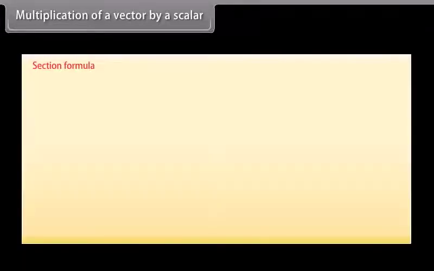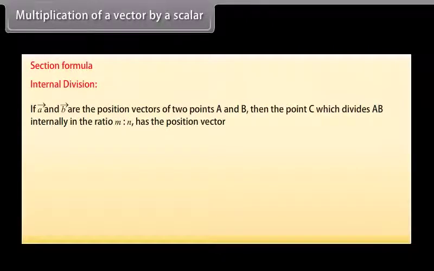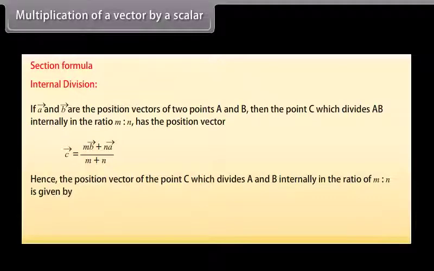Multiplication of a vector by a scalar. Section formula. Internal division. If vector A and vector B are the position vectors of two points A and B, then the point C, which divides AB internally in the ratio m is to n, has the position vector vector C equals m into vector B plus n into vector A by m plus n. Hence, the position vector of the point C, which divides AB internally in the ratio of m is to n, is given by vector OC equals m into vector B plus n into vector A by m plus n.